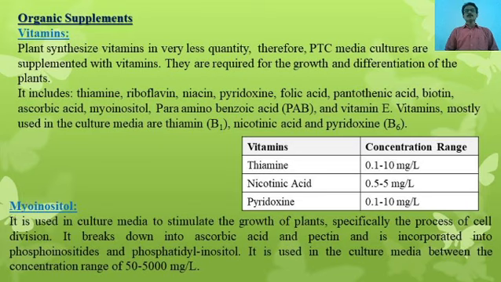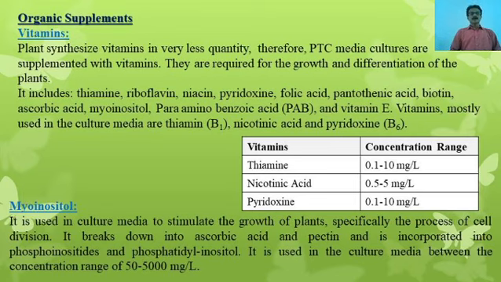The most used vitamins are thiamine, nicotinic acid and pyridoxine. Thiamine is required in the range of 0.1 to 10 milligram per liter. Nicotinic acid is required at 0.5 to 5 milligram per liter. Pyridoxine you have to take between 0.1 to 10 milligram per liter concentration.